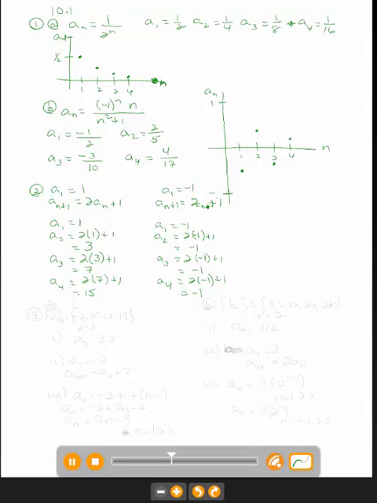So if you look at the first sequence, the terms increase without bound. They keep getting larger and larger, but all the terms of the second problem are -1. So the initial term of the sequence may determine the behavior of the entire sequence. So now we're ready for example 3.